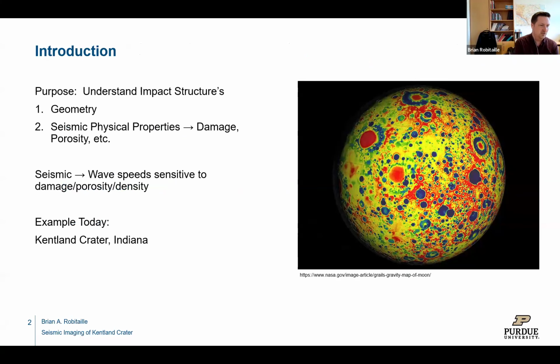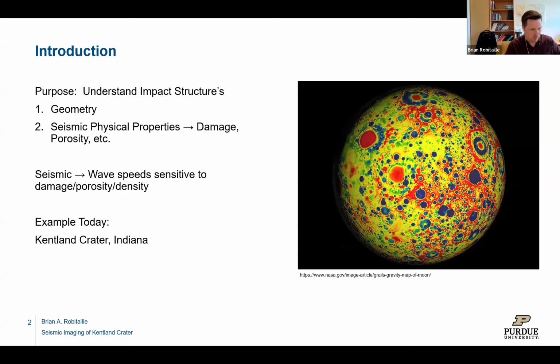I want to discuss the purpose of this survey, which was to understand this impact structure's geometry, as well as the seismic physical properties, such as the damage, porosity, etc. As Doug said in his intro, the size of the crater is not really fully known. It's been quoted at 12.5 to 13 kilometers, but that's a loosely used term for a disturbed area that extends that far, and I don't know if they're saying it's the crater or not. It hasn't really been seen. But seismic wave speeds are very sensitive to the damage, porosity, and density.